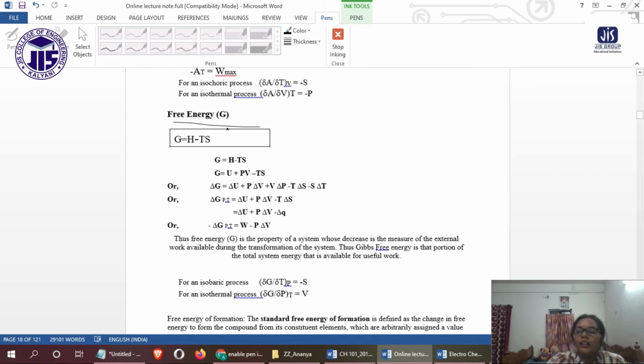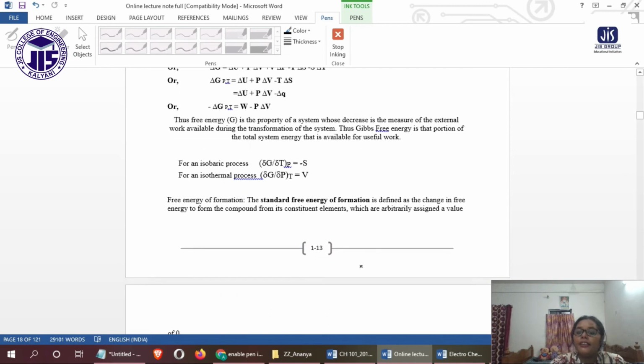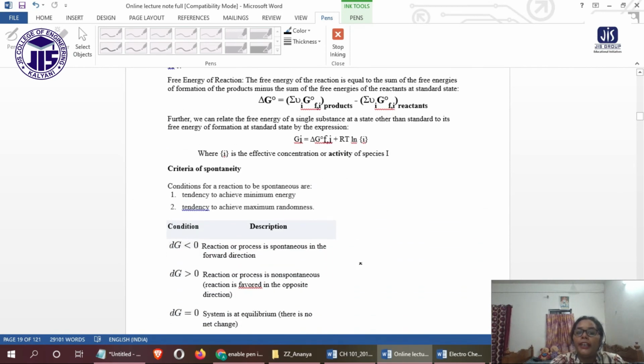If the system is reversible and the Gibbs free energy change is less than 0, negative, that means the process is spontaneous. If delta G is greater than 0, that reaction or process is non-spontaneous. And if the Gibbs free energy change is 0, the system is at equilibrium.